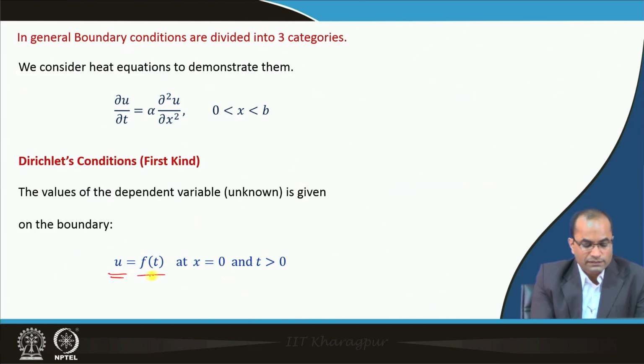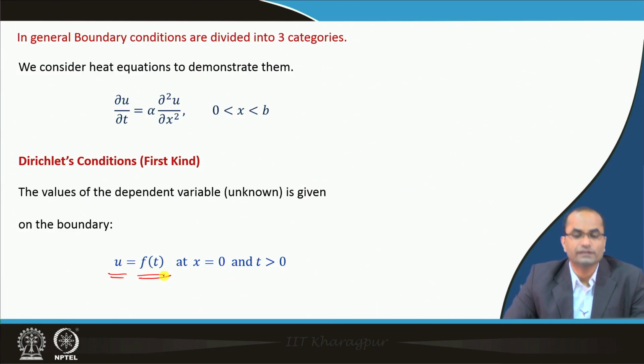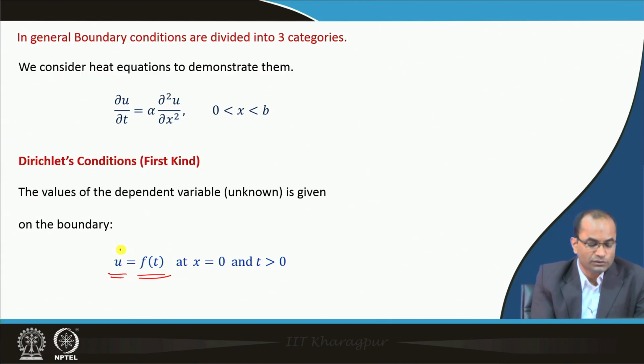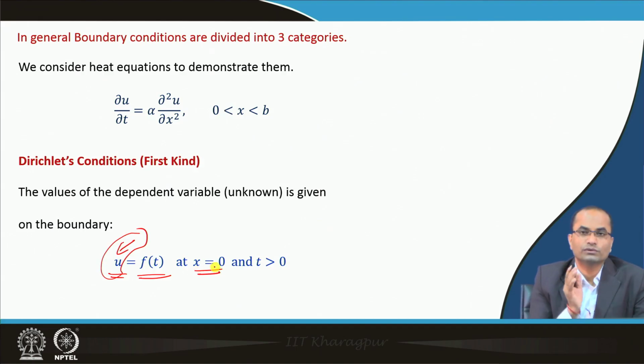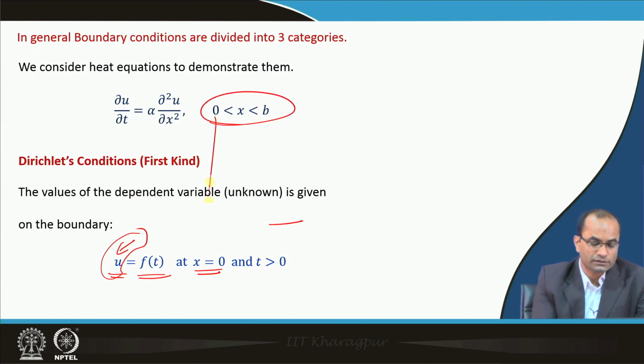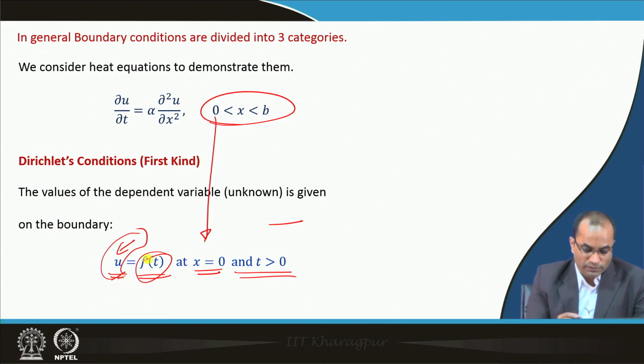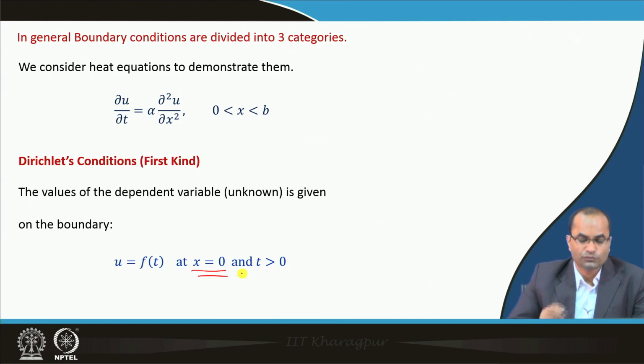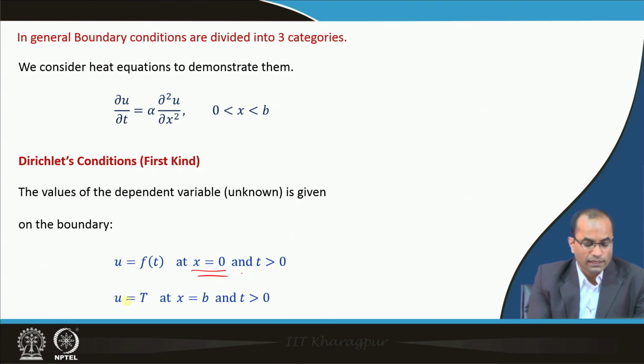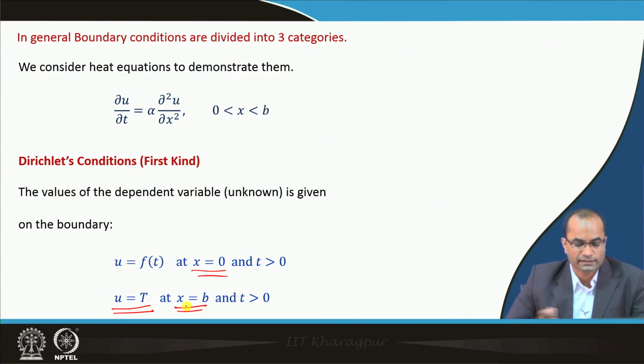So, u is given as, it could be a function of time, it could be constant, but u is prescribed. The important point here is that u is prescribed at x equal to 0. So, at one boundary, if we are taking the domain from x equal to 0 to b, for instance, and for all time, because this may depend on time also, it may be constant. Then u must be prescribed at the boundary x equal to 0, and u equal to t is prescribed, for example, at x equal to b.